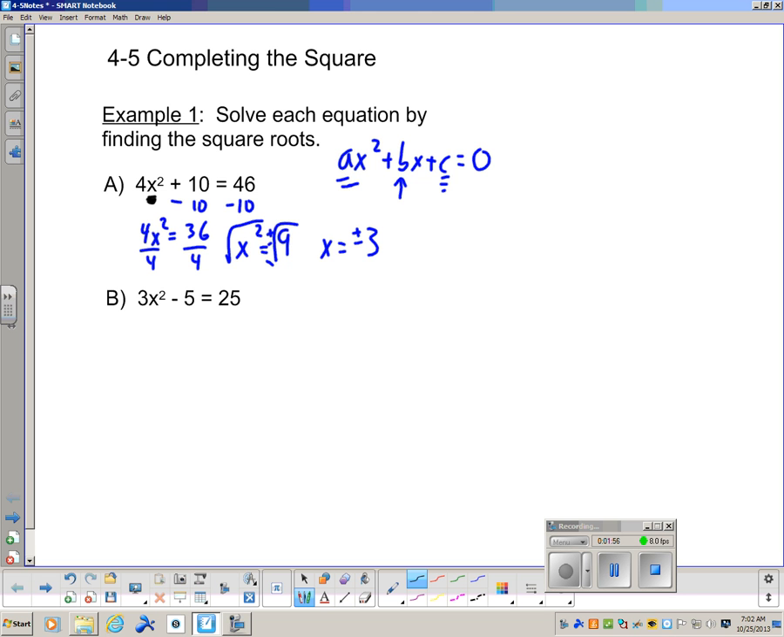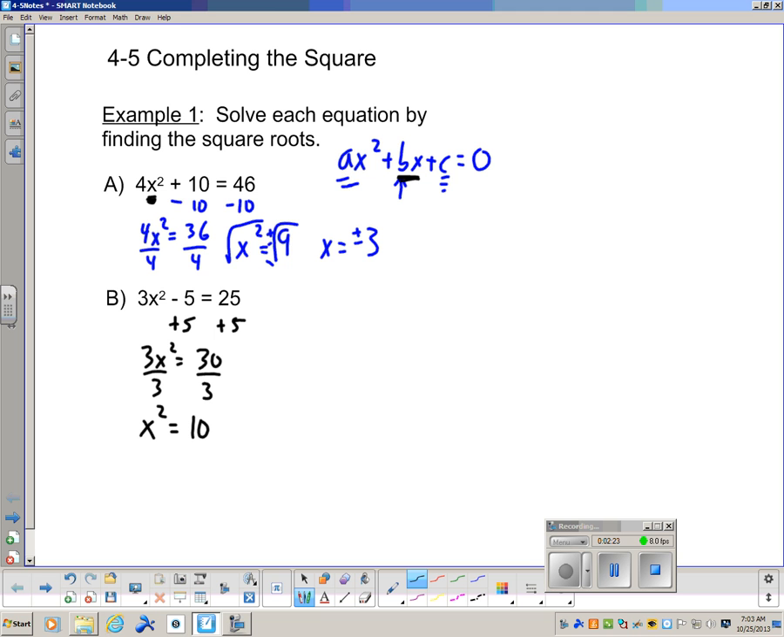So let's do another one like this. And again, you can notice it's different because it doesn't have that bx term down here in letter B. So no bx term there. So what I'm going to do is I'm going to get the x squared term all by itself. So I'm going to bring 5 on over. I get 3x squared equals 30. Solving for x squared and getting it all by itself, I get x squared equals 10.